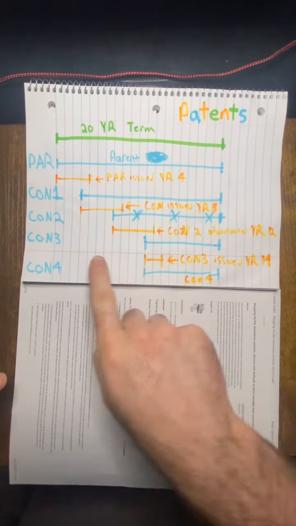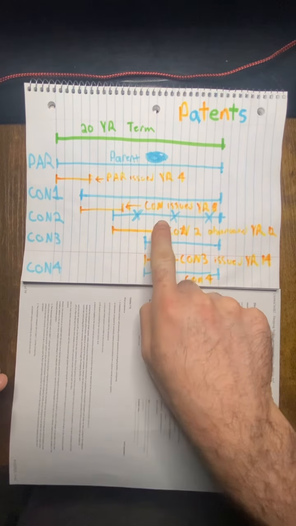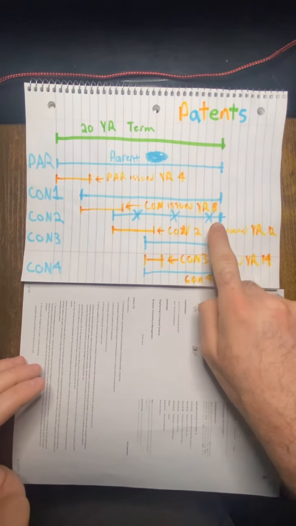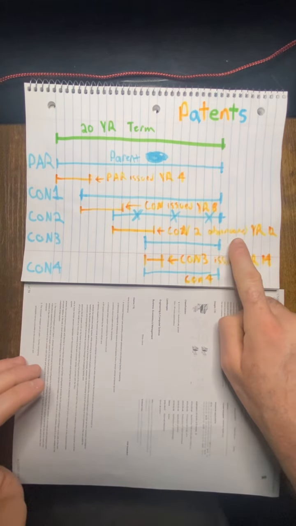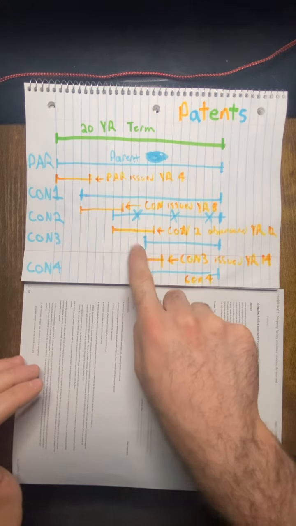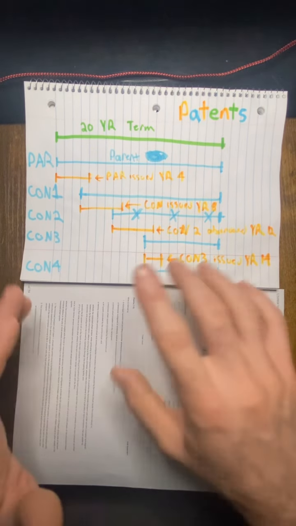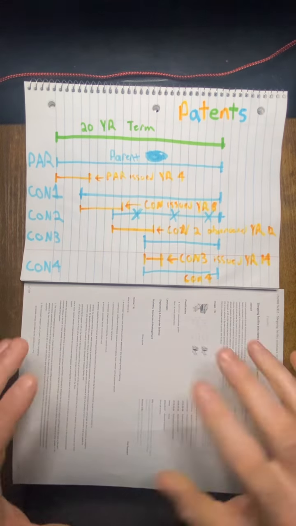So here you file this Con 2 after Con 1. It's good, but you actually don't get a patent, right? This Con 2 goes abandoned. But as long as you file Con 3 and Con 4 before Con 2 goes abandoned, you're still good. You maintain that priority, that chain of priority.